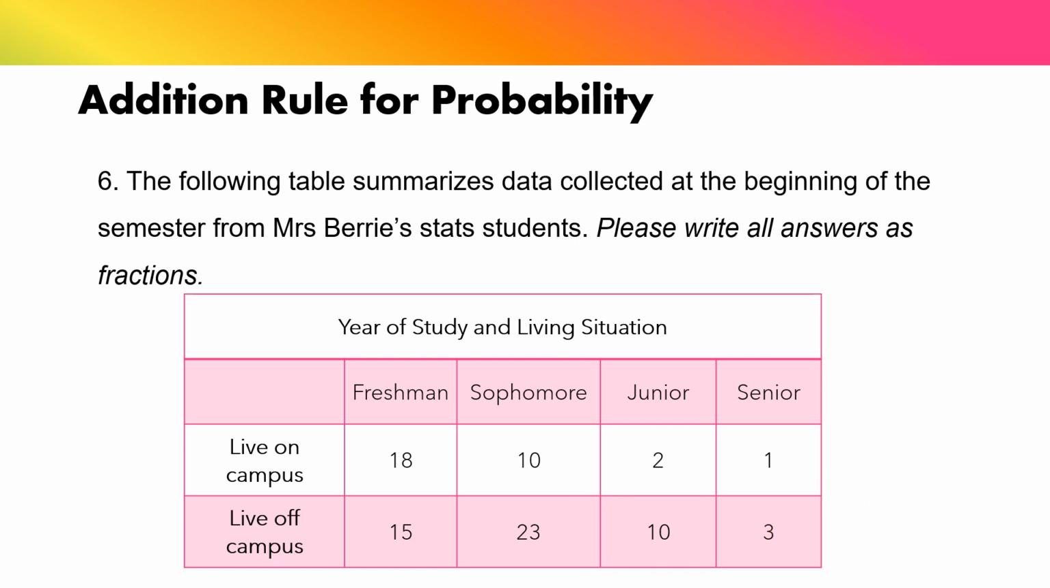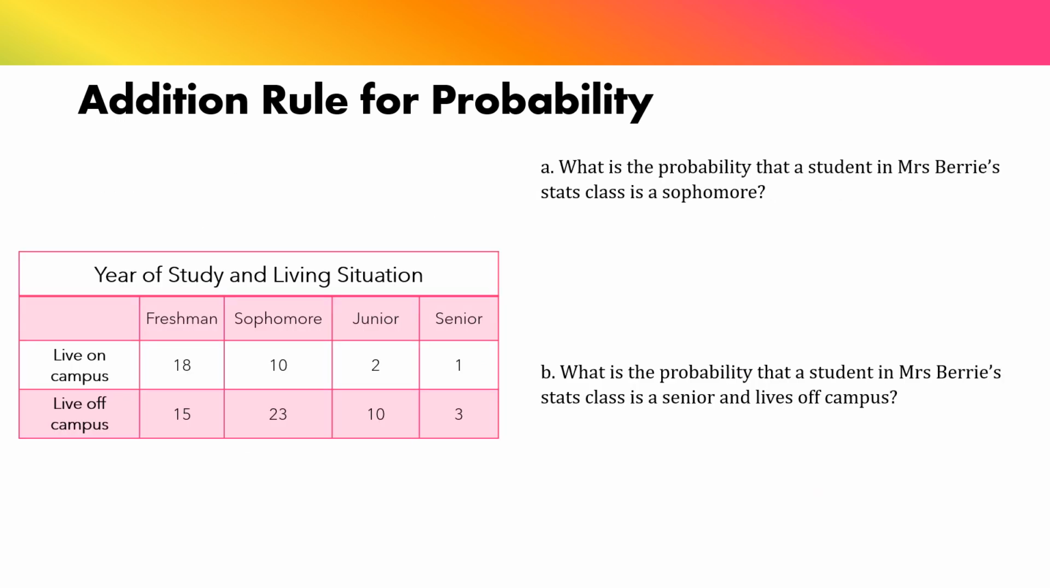The first thing you're going to want to do when you get a table like this is go ahead and calculate all your totals. So that's what I'm going to do next. I'm just going to add an extra row and an extra column, and calculate my totals. Starting with my freshmen, 18 plus 15 is 33. Sophomores, 10 plus 23 is also 33. Juniors, 2 plus 10 is 12. Seniors, 1 plus 3 is 4.